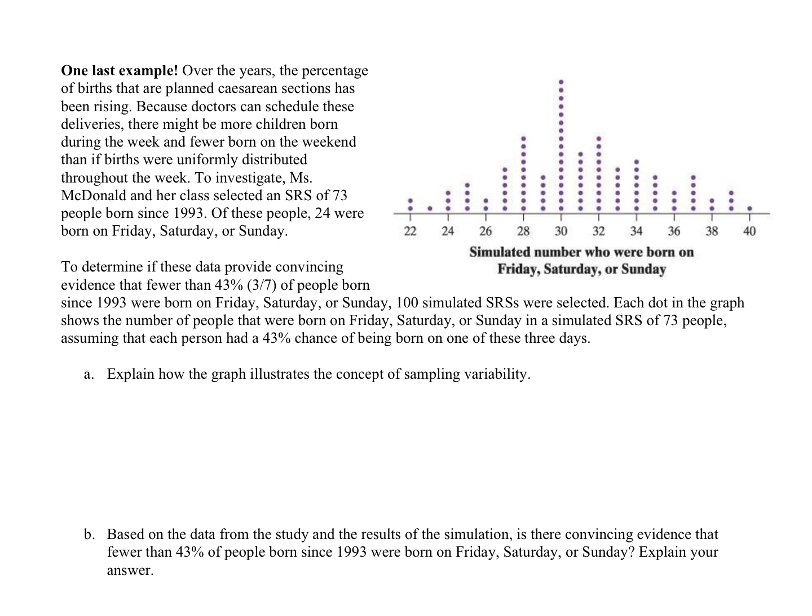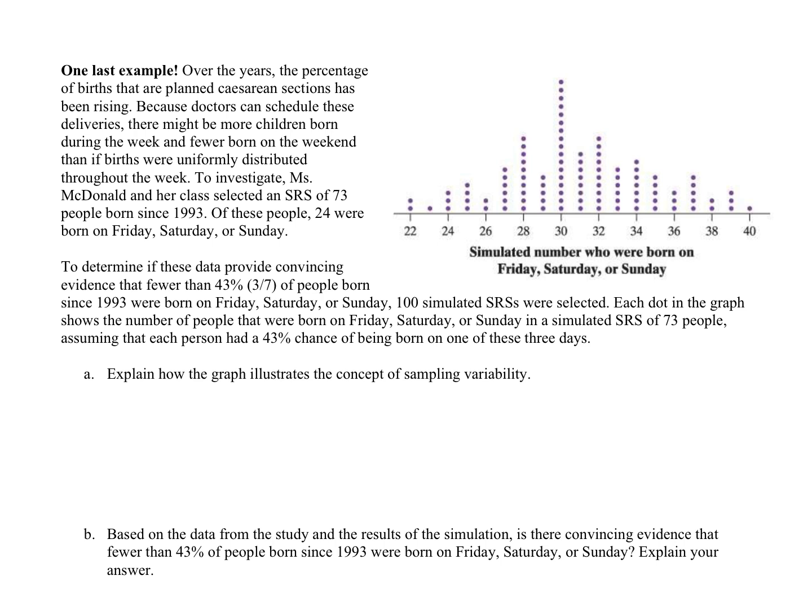Over the years, the percentage of births that are planned cesarean sections has been rising. Because doctors can schedule these deliveries, there might be more children born during the week and fewer born on the weekend than if births were uniformly distributed throughout the week. To investigate, Miss McDonald and her class selected a simple random sample of 73 people born since 1993. Of these people, 24 were born on Friday, Saturday, or Sunday.